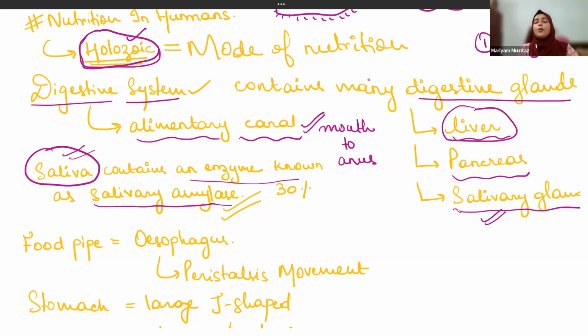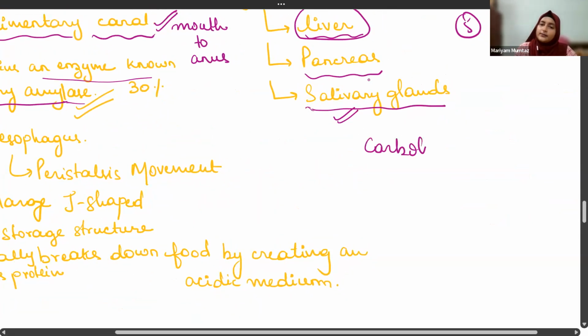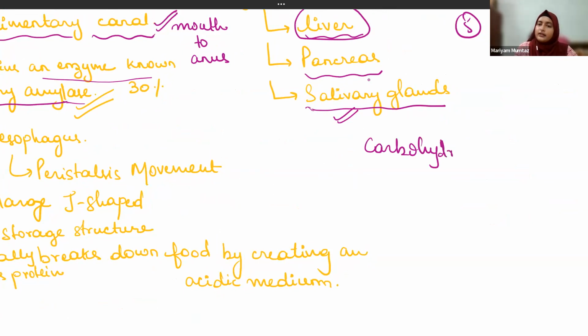Now see what happens when we eat our food. As soon as you take food in your mouth, you start chewing it, isn't it? And when you chew it, saliva is released so as to digest the carbohydrates present in your food. Do you know that our food contains carbohydrates? It contains proteins. It contains fats. It contains vitamins and minerals, isn't it?